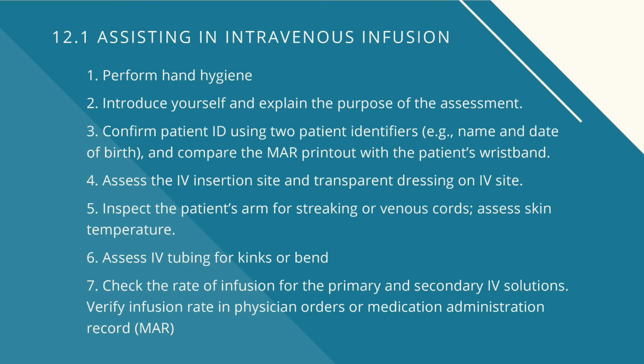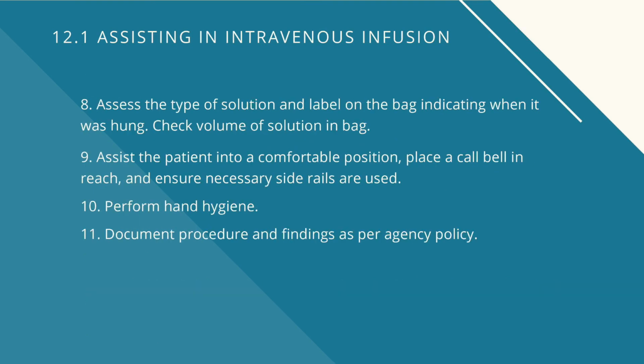7. Check the rate of infusion for the primary and secondary IV solutions. Verify infusion rate in physician orders or medication administration record. 8. Assess the type of solution and label on the bag indicating when it was hung. Check volume of solution in bag. 9. Assist the patient into a comfortable position. Place a call bell in reach and ensure necessary side rails are used. 10. Perform hand hygiene. And last, document procedure and findings as per agency policy.